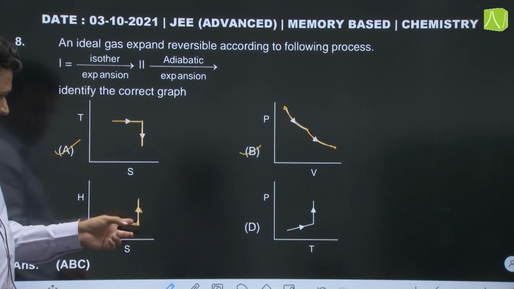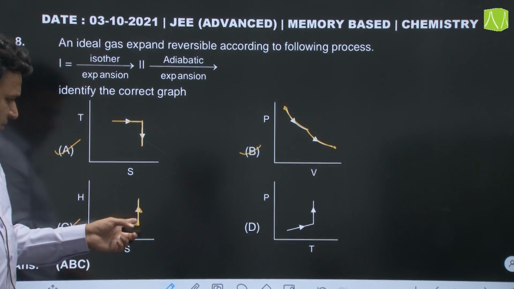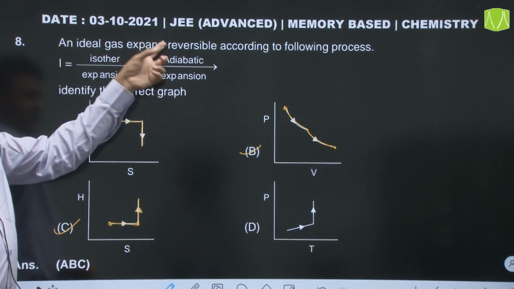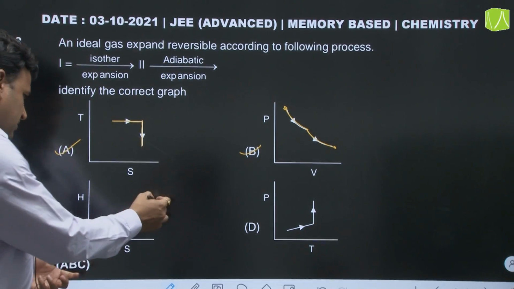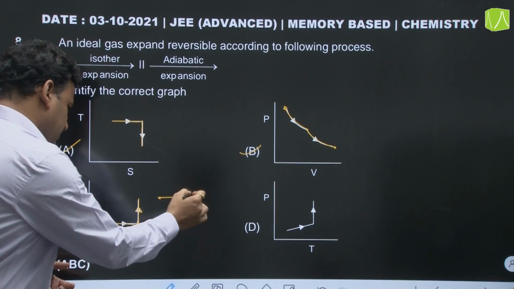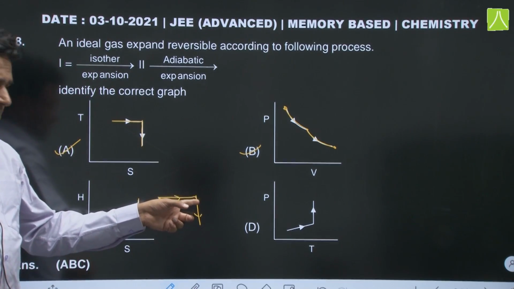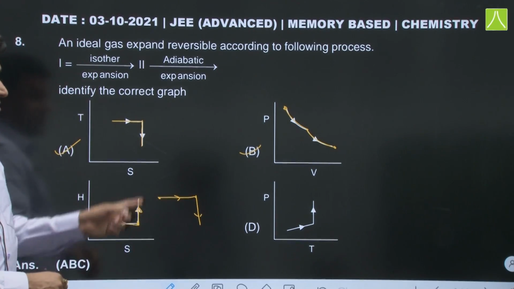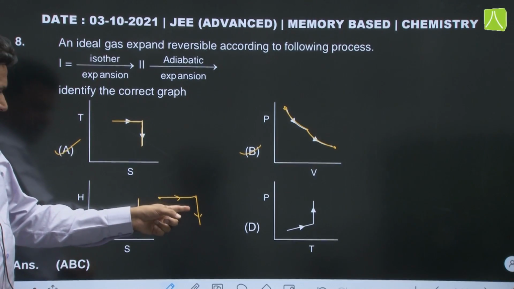I think there should be some correction. If this graph is there, then enthalpy will remain constant, then enthalpy should not increase. In the second, adiabatic expansion, enthalpy should be decreasing. So the correct graph should be like this. First enthalpy will remain constant, then enthalpy will decrease, while entropy will remain constant during adiabatic expansion. So this would have been a better graph.